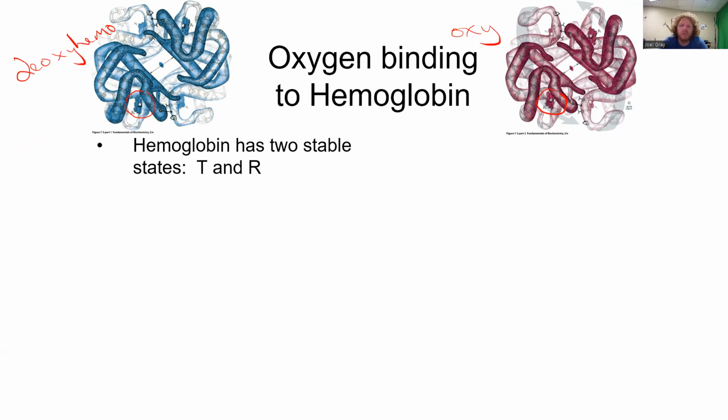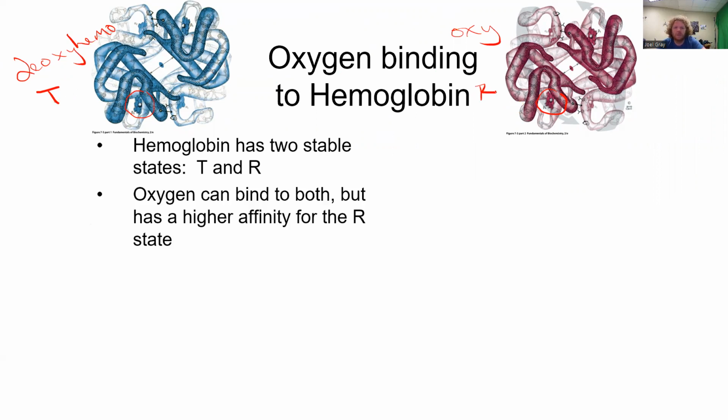Just as we talked about protein structure, a protein is a kind of breathing organism. It's not an actual organism, but it's a breathing, moving thing. Well, hemoglobin is a great example of that. Hemoglobin has two stable states, the T state and the R state. The T state is your deoxy state. This is also known as the tense state, and the R is the oxygenated state. This is known as the relaxed state.